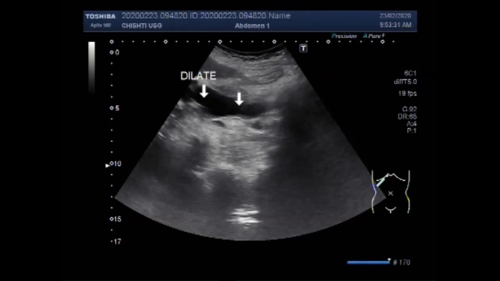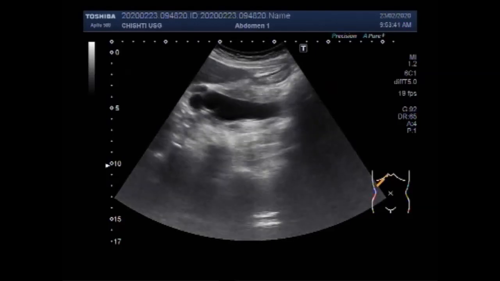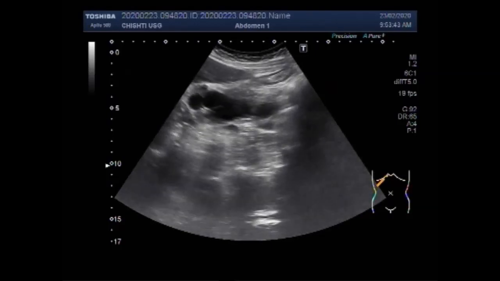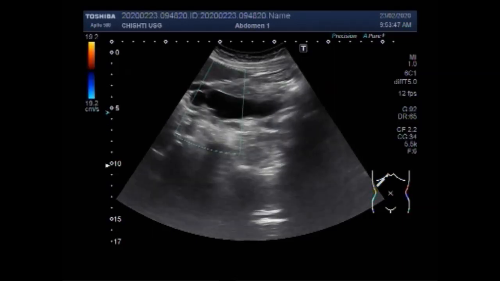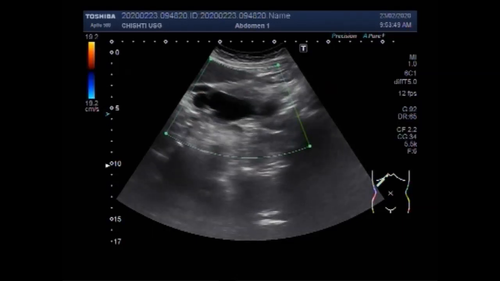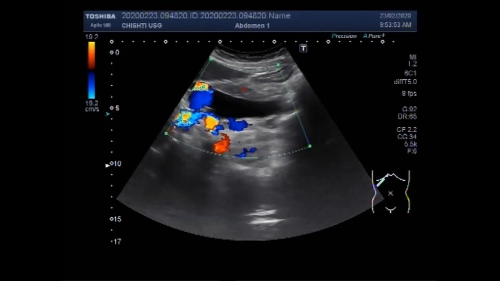And it is a dilated bile duct. Now you can see again the bile duct.